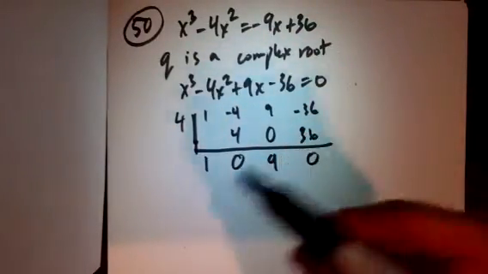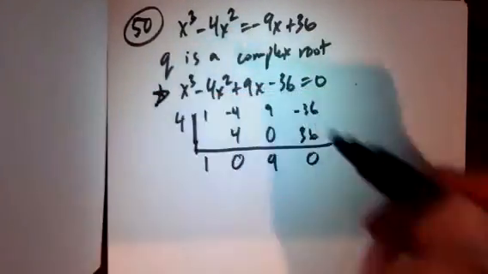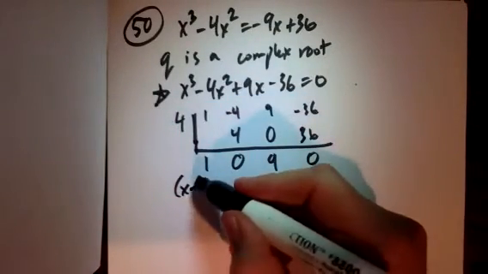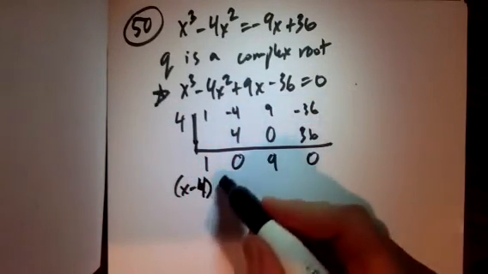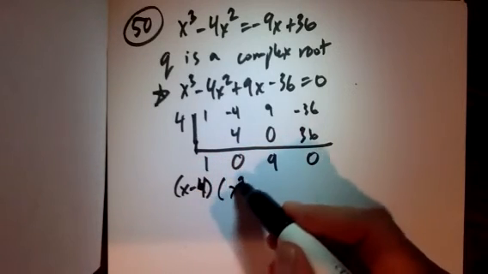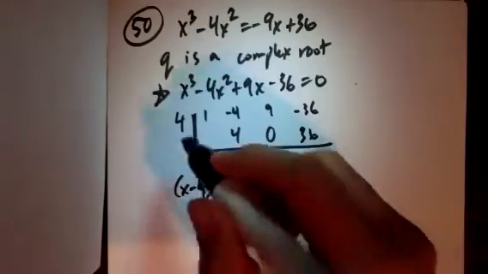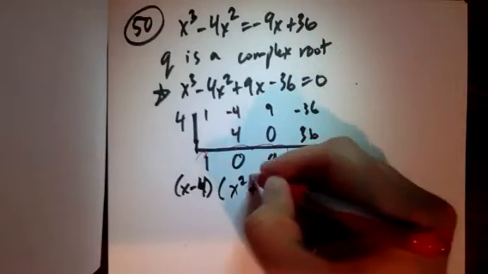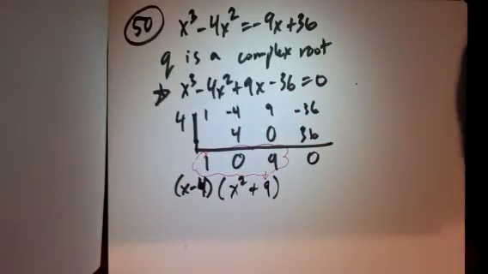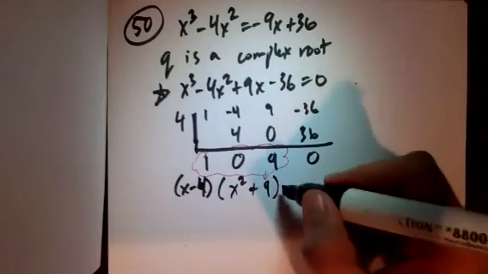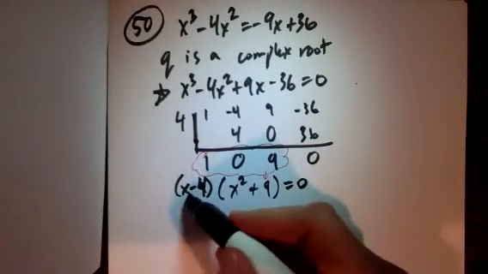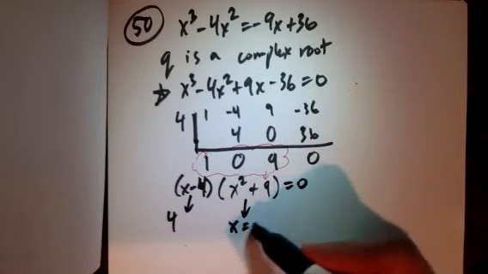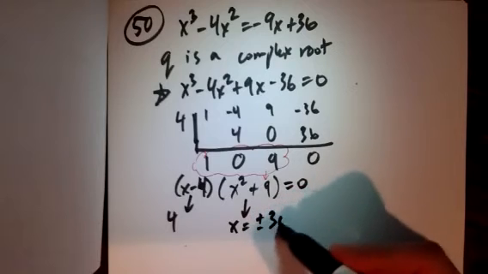So this polynomial equation can be written as the factor x minus 4 times x squared plus 9. That gives us that polynomial x squared plus 9, so this is equal to 0. So what are the roots? Well, we know that one of the roots is 4. And over here, x is going to be plus or minus 3i.